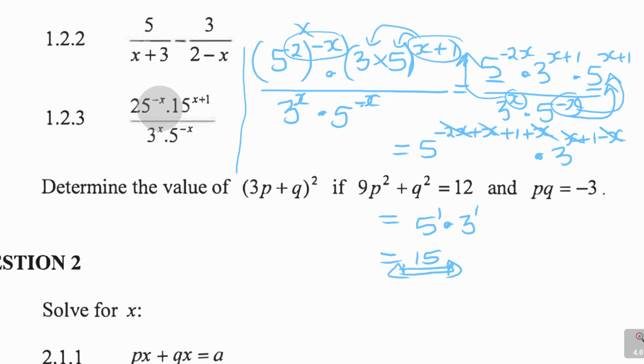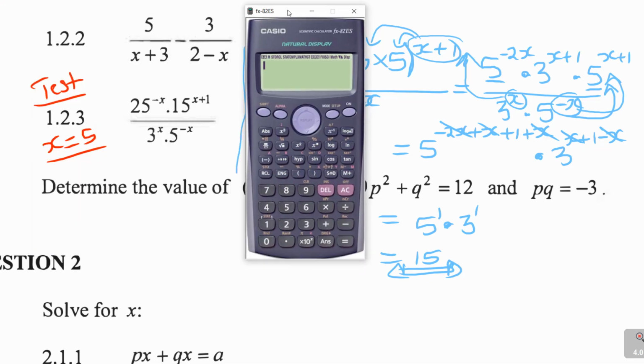Again, let me come back to my testing, because it must always give you an answer. Let's test here and choose any value of x. Let's say our x is equal to 5, and we put 5 there and see. It must give us 15. You can choose any value of x. Now let's put it there and see what it's going to give us.